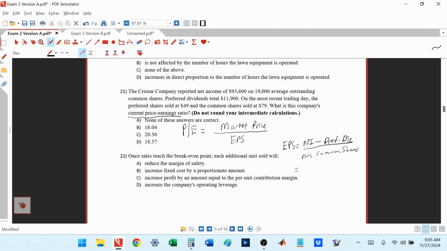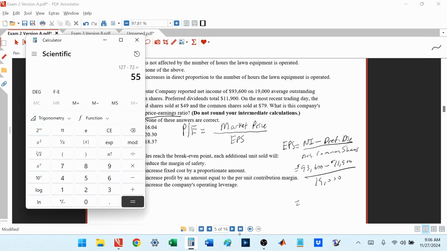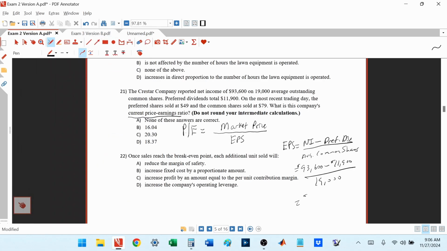So we've got to compute that first. Net income is 93.6. Preferred dividends are 11,900. Average common shares is 19,000. And so we earned $4.30 per common share this year. Our earnings per common share were $4.30. Because here's our earnings, and from that we subtract any dividends we gave to the preferred shareholders, which leaves the earnings left over that we could give to the common shareholders. Divide that by the number of common shares. That's what we earned per common share.